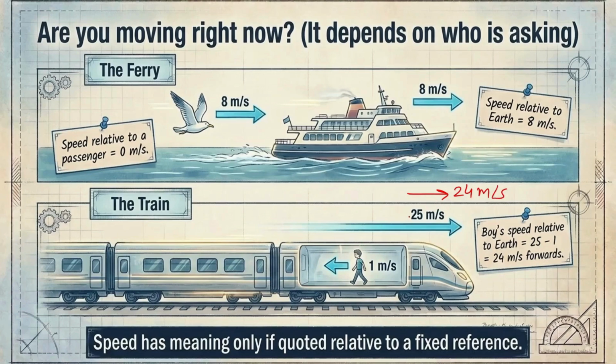But if you are inside the train, your answer will be changed. If you are sitting on the train and the boy is coming to you, and you say the speed of the boy is 1 meter per second, I think you get my point.